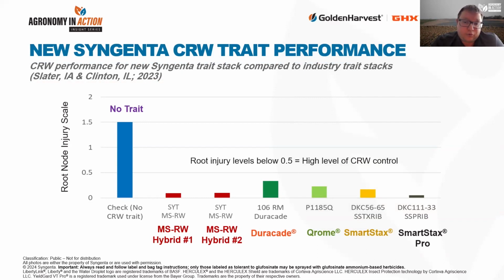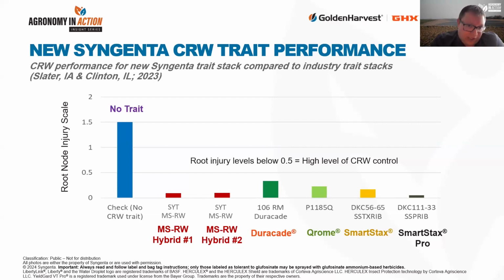And those green and yellow and black bars to the right, those are single hybrids that are commercially available from either us, Pioneer, or DeKalb, or today in the Duracade, Chrome, Smart Stax, and Smart Stax Pro flavors. Those two red bars are two experimental hybrids of ours that have our new MSRW stack in them. I've labeled them as hybrid 1 and hybrid 2.